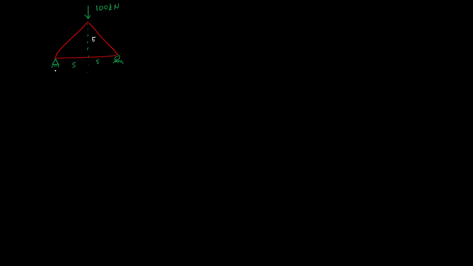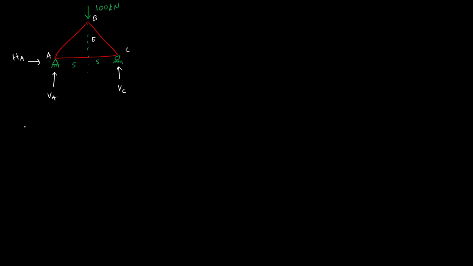Now the first step is to find out the reactions. So this is A, B and C. How many reactions are present at A? It is a hinge support, that means two reactions. How many reactions at C? One reaction. So this is VA, VC, vertical reactions, and horizontal reaction HA. So first we have to find out HA, VA and VC.